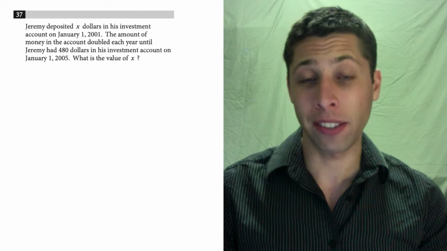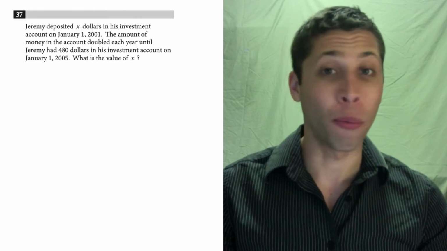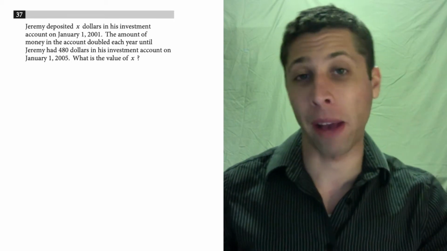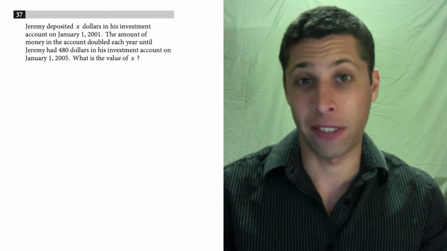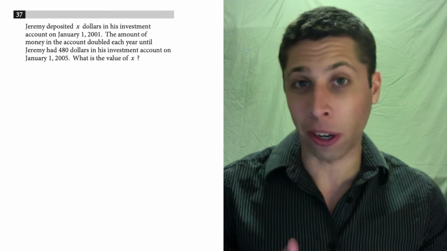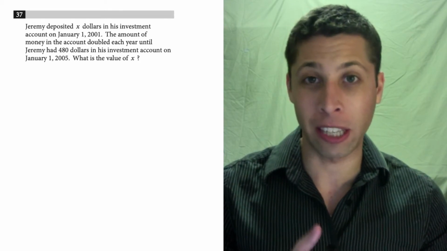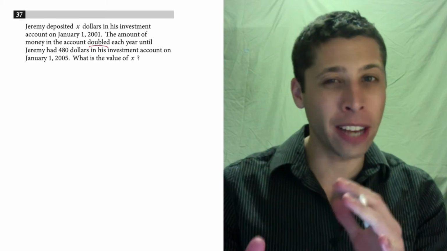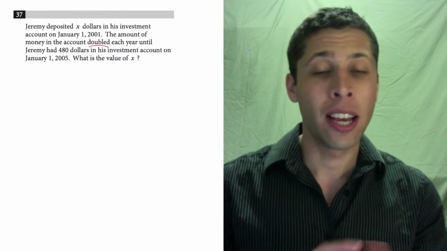There are a few ways to do number 37. One of them is just to use your calculator and kind of brute force work backwards and figure out the original amount. Now, that's not always going to work. In fact, it really only works in this case because they're doubling the investment. If they had done anything else, a different kind of percentage, it wouldn't quite work.